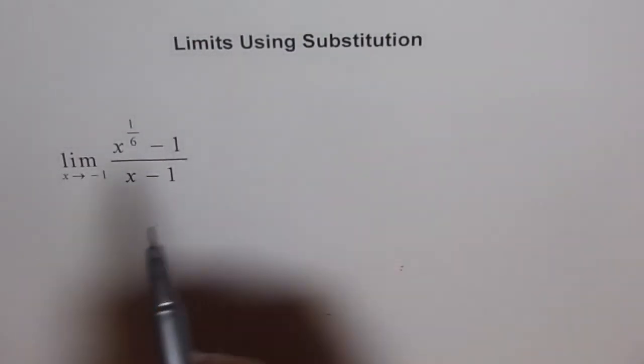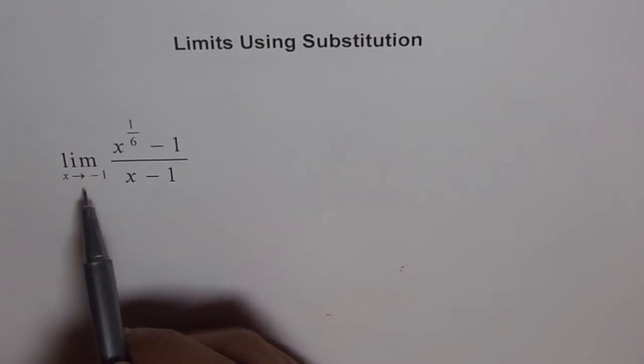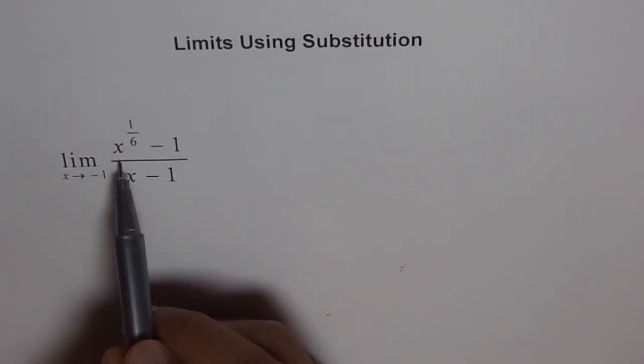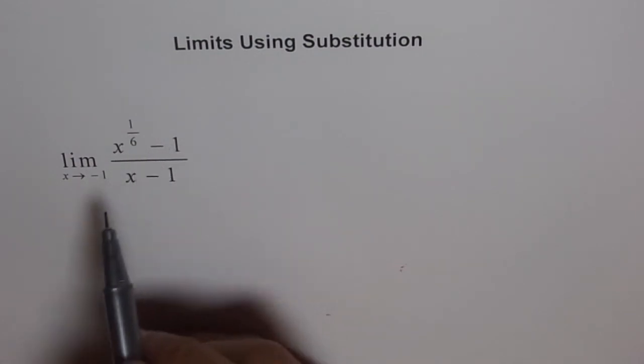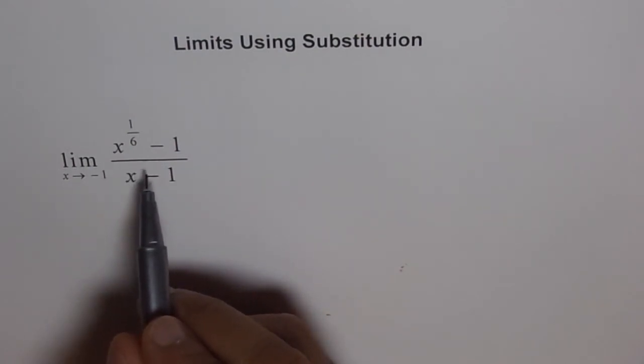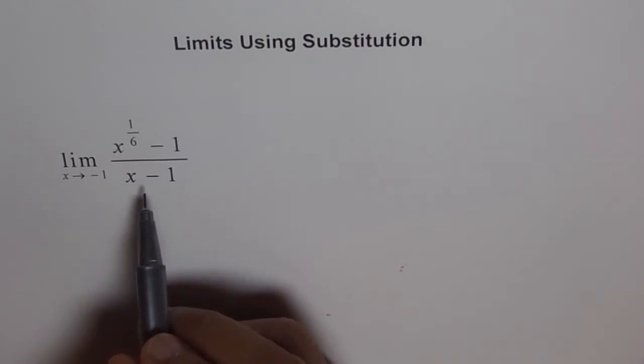In this question we have the limit of the function as x approaches minus 1, and the function is x to the power of 1 over 6 minus 1, with x minus 1 in the denominator. Now this is a kind of difficult question. Whenever you have radicals, it becomes really difficult. So we can simplify it.